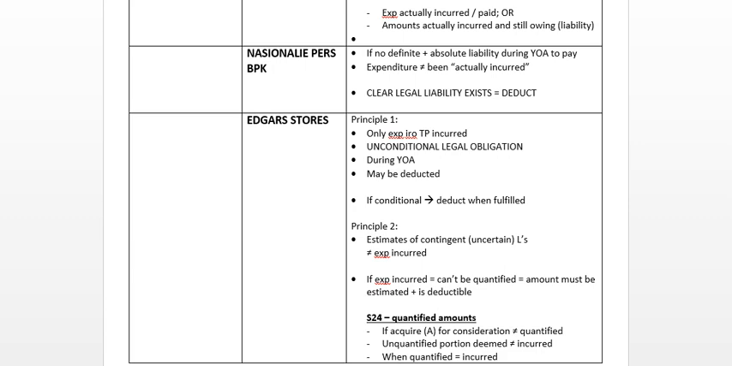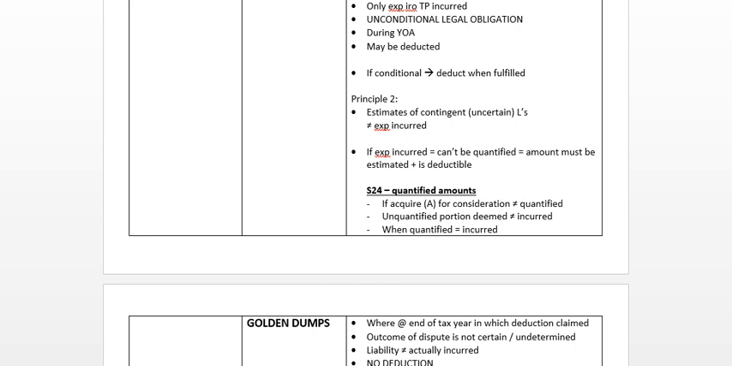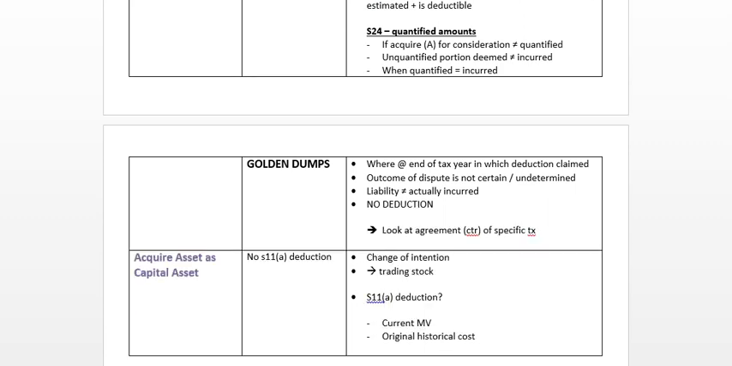So principle 2: estimates of contingent or uncertain amounts do not mean the expenditure is incurred. If expenditure is incurred but cannot be quantified, then the amount must be estimated, and that is the deductible amount. Section 24 specifies that if an asset is acquired by person A for consideration, the unquantified portion is not deemed to be incurred. So when quantified, then it's incurred.